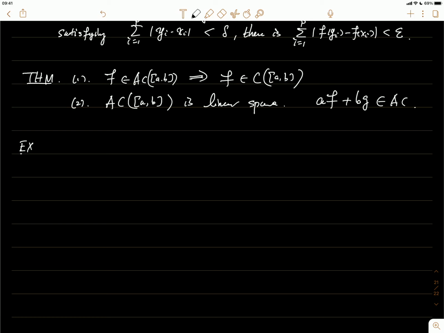Let's see an example. We said absolute continuity is pretty strong, but an even stronger continuity is Lipschitz continuity. Okay? That is something you are more familiar with. And what we're trying to claim is that if f is Lipschitz continuous, then f is AC. Okay, and let's say they're all on AB.